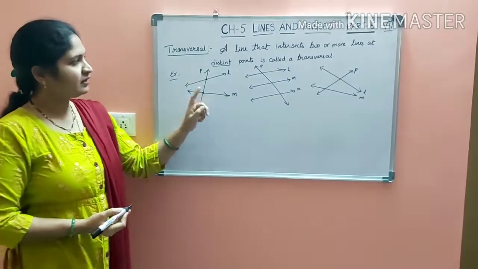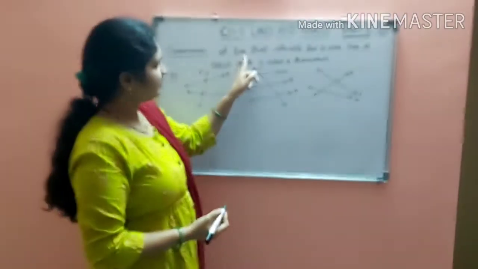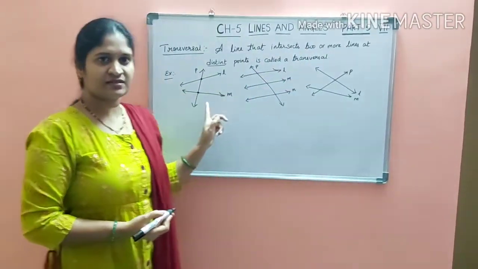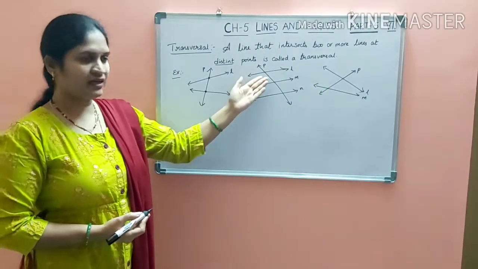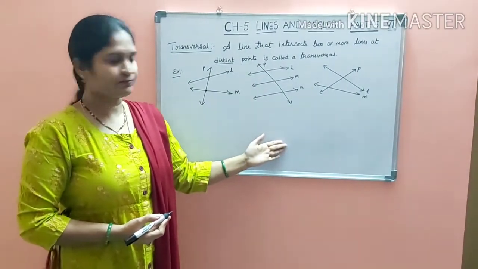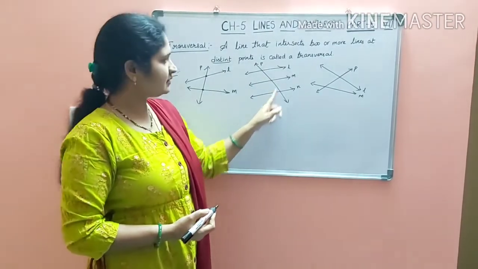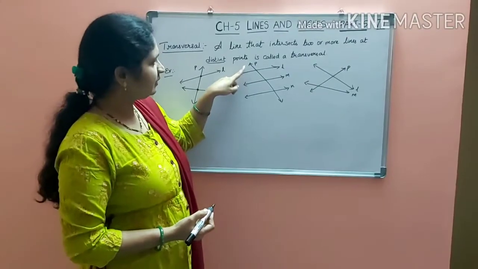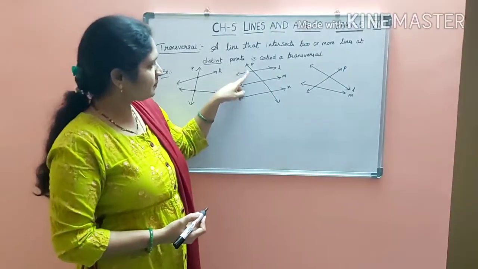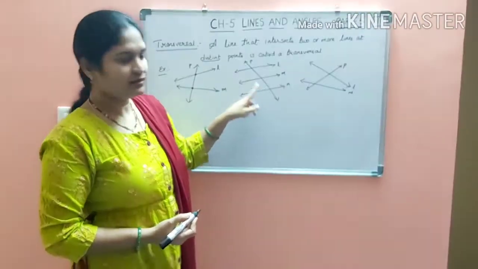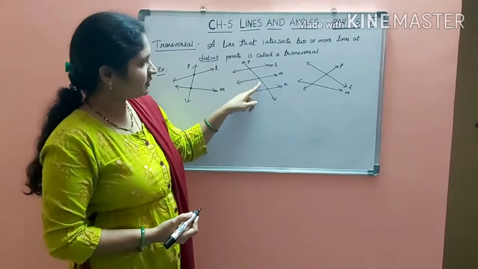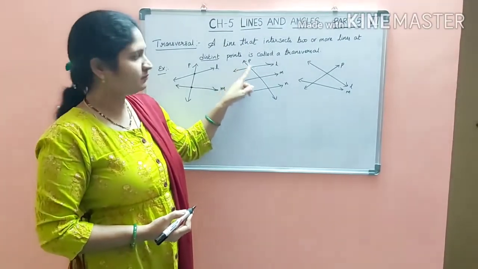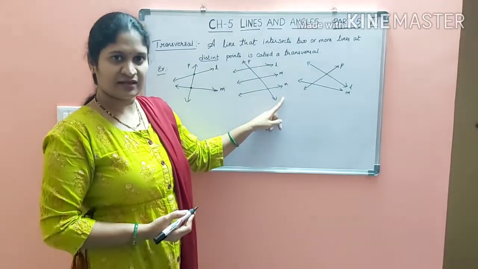This is clear, children. Let us see one more example. In the definition, what is that? A line that intersects two or more lines. Here in this example I have taken only two lines. We can take infinitely many lines. So here I have taken three lines, L, M and N. I am taking a line P which passes through these three lines where they are intersecting at different points. Here also we can say P is the transversal for the lines L, M and N.